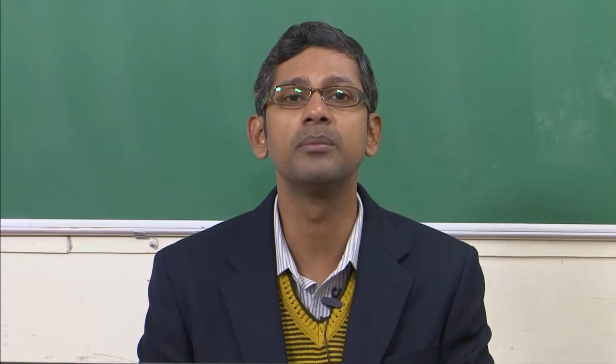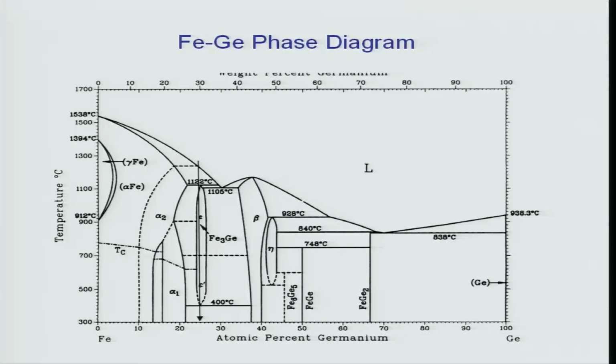So we are going to continue today on peritectic phase diagrams, and as I told you in the last lecture, I am going to show you some images or microstructures. Let me first start with the iron germanium phase diagram, which has several peritectic reactions. I just wanted to show you this diagram mainly because finally, at the end of the course, you will be able to read these complex diagrams.